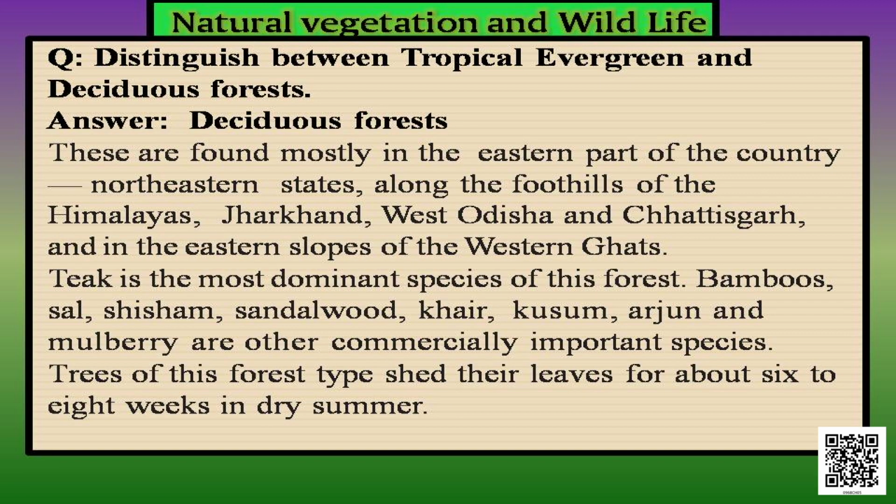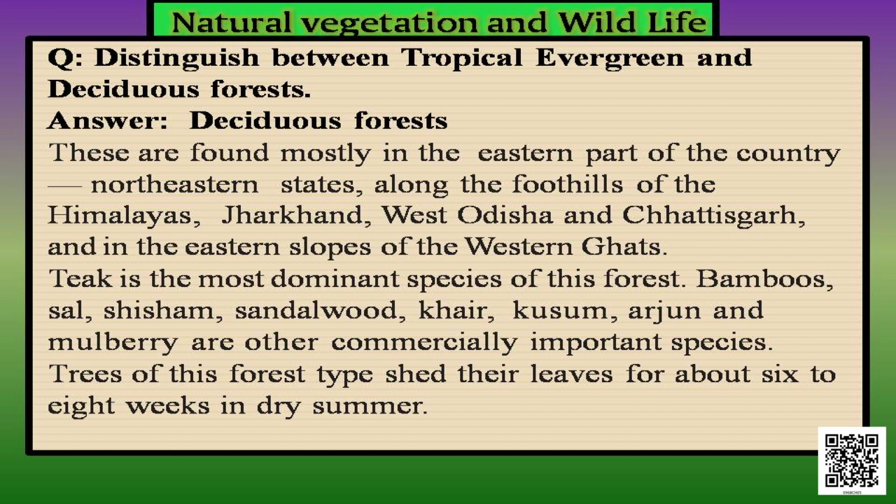Coming to the deciduous forest, the deciduous forests are found mostly in the eastern part of the country, northeastern states, along the foothills of the Himalayas, Jharkhand, West Orissa and Chhattisgarh, and in the eastern slope of the Western Ghats. Teak is the most dominant species of the deciduous forest. Other trees found here are bamboos, sal, shisham, sandalwood and kher. The trees of the deciduous forest shed their leaves for about 6 to 8 weeks in summer.